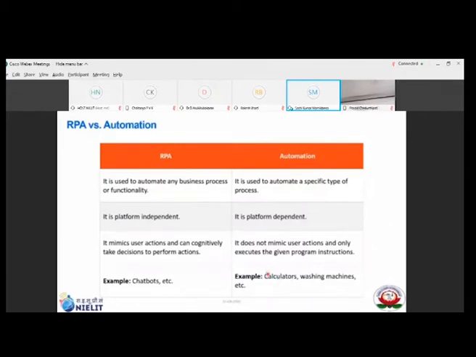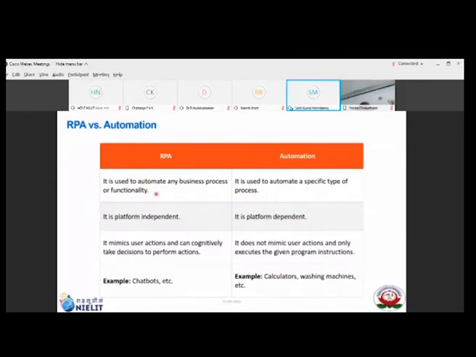Now a small comparison. This slide brings a little clarity on what automation is. Automation, for example, is like calculators or a washing machine. They only do the job assigned to them. A water purifier only purifies water. A washing machine just washes clothes. There is automation here as well, but they are standalone, like non-integrated silos. They just do what they are supposed to do, and they are not talking to one another. So it just automates a specific type of process.